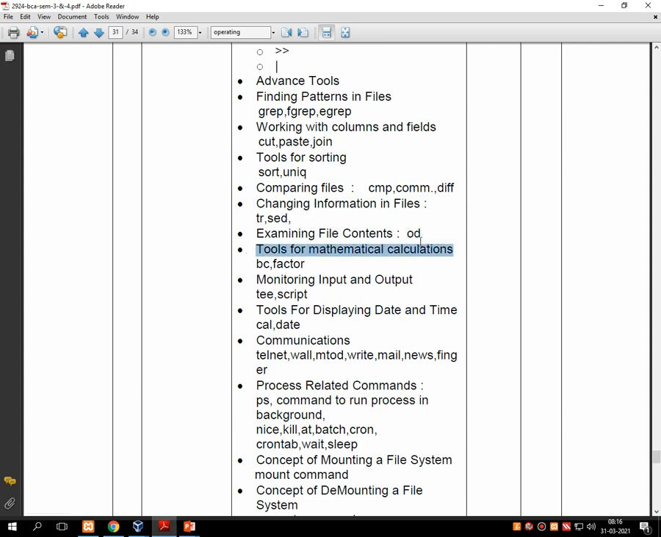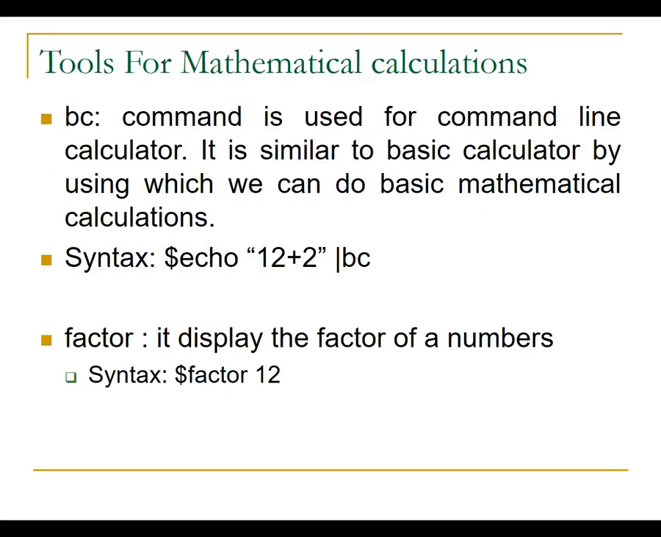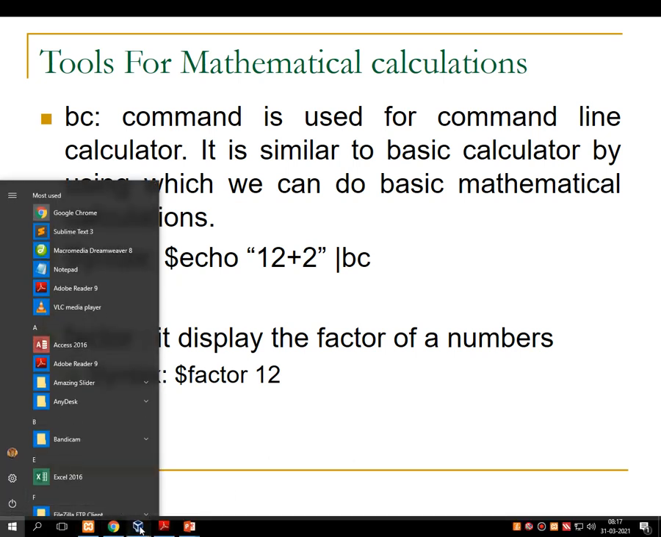Next group of commands is related to some mathematical calculations, and the functions are bc and factor. From these two, bc is very important. So let's see how it works. First we will discuss the bc command. The bc command is used as a command line calculator. It is similar to the basic calculator, by using which we can do any basic arithmetic calculation, or we can say mathematical calculation. Let's see how we can perform this particular command.